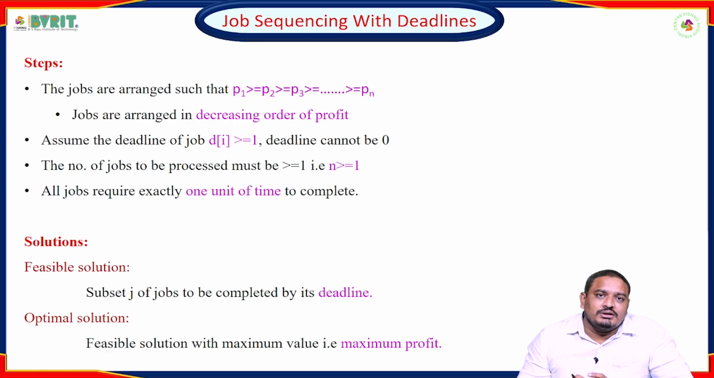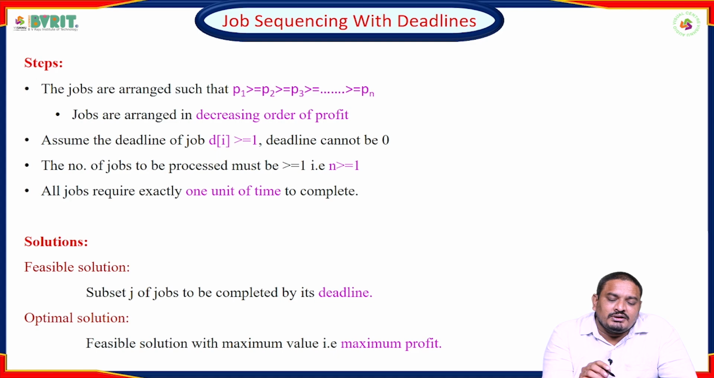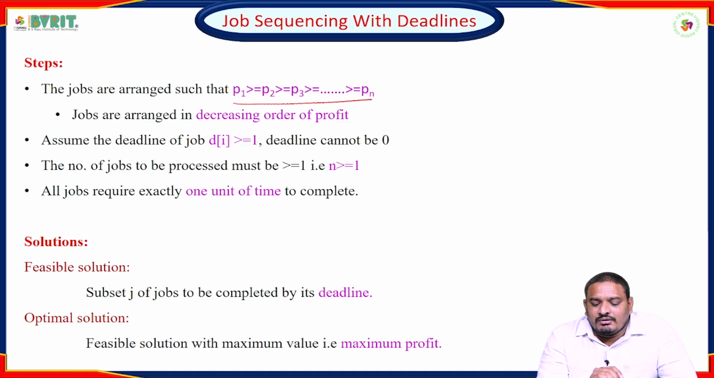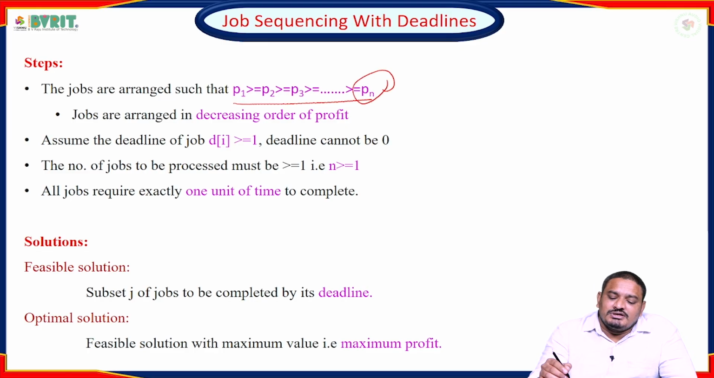Here are the steps this algorithm follows. What are the steps to follow? First, the jobs can be arranged like this: P1 is greater than or equal to P2, greater than or equal to P3, greater than or equal to P4, up to Pn. That means the jobs are arranged in decreasing order of profit.